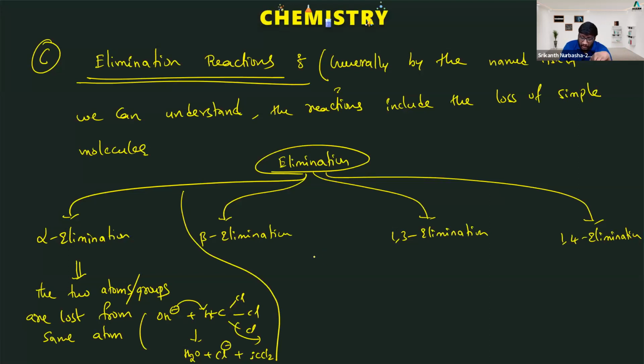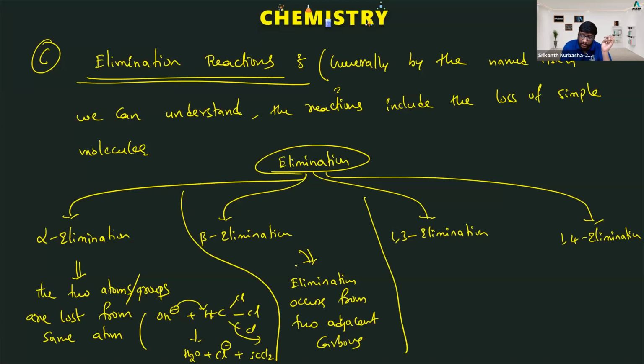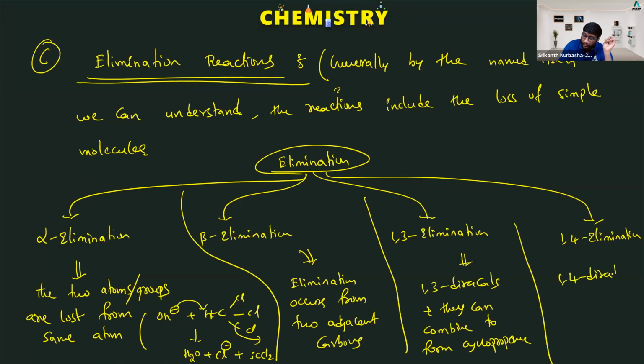Beta elimination means elimination happens from 2 adjacent carbon atoms, and this is what we study in our syllabus: beta elimination, E1 elimination, E2 elimination. 1,3 elimination forms 1,3 diradicals, and they can combine to form cyclopropane also. 1,4 diradicals are obtained, and cyclobutane can also be obtained.